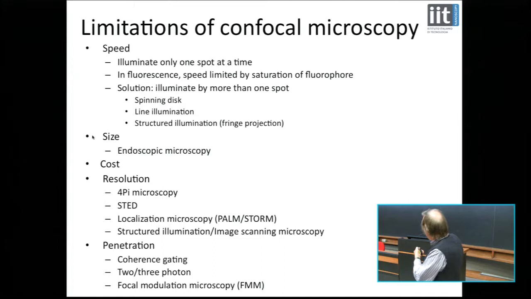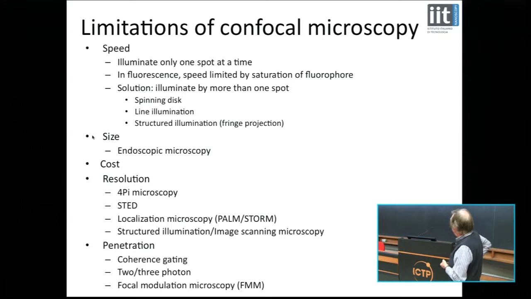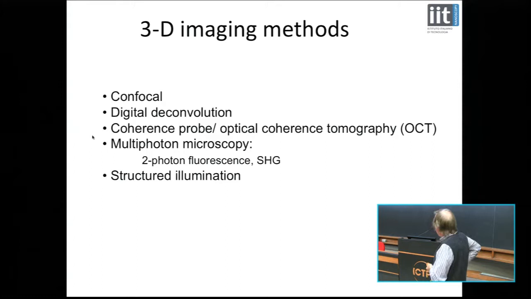So how do you get around that? You can either use the spinning disk, line illumination, or structured illumination. So these are some of the ways around that. Of course, nowadays, we've got all these super resolution techniques like STED and localization microscopy. I'm not really going to say very much about those because Rainer Heinzmann and Alberto Diaspora can say something about those.